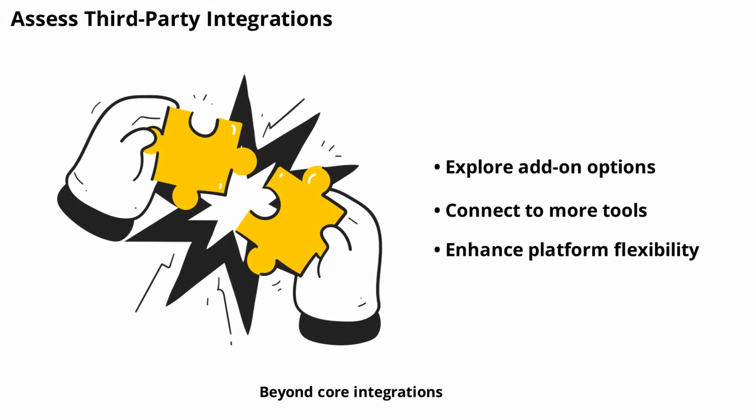Beyond core integrations, consider the availability of third-party add-ons and plugins. These can extend the functionality of your marketing automation platform, connecting it to tools like social media, webinar platforms, and e-commerce systems. A rich ecosystem of integrations enhances flexibility and future-proofs your investment.